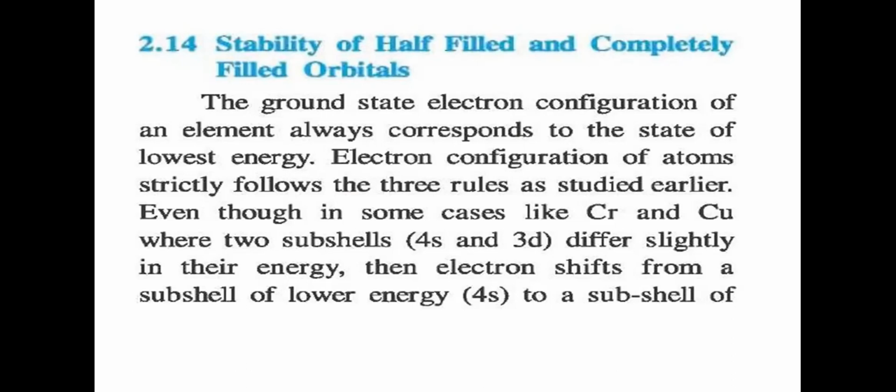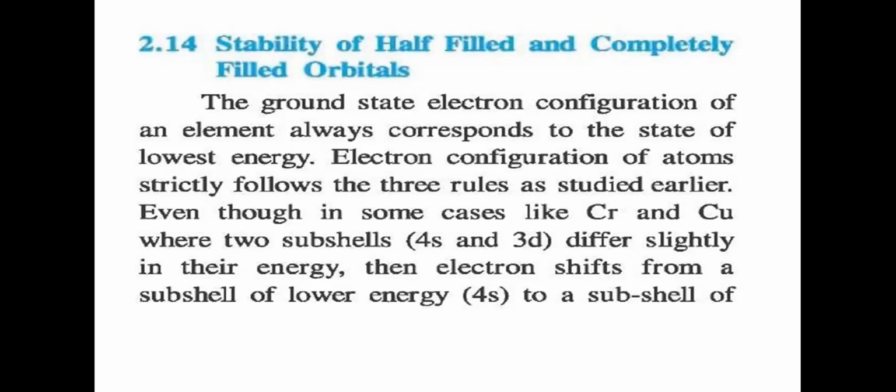The ground state electronic configuration of an element always corresponds to the state of lowest energy. The ground state is the lowest energy level in which the electron can move around the nucleus for an infinite period of time. But the excited state is a temporary state. After absorbing energy, the electron jumps from the ground state to the excited state, and once it loses its energy, it comes back to the ground state, because the most stable state is the ground state.